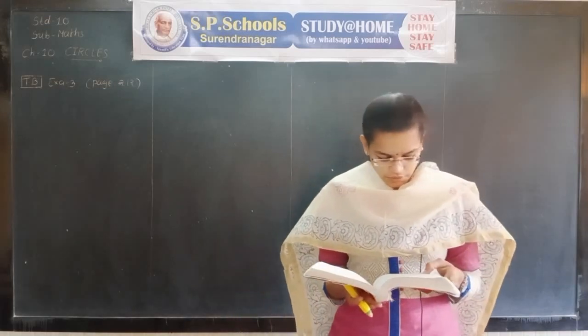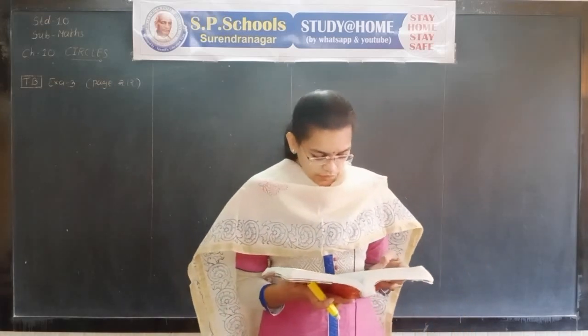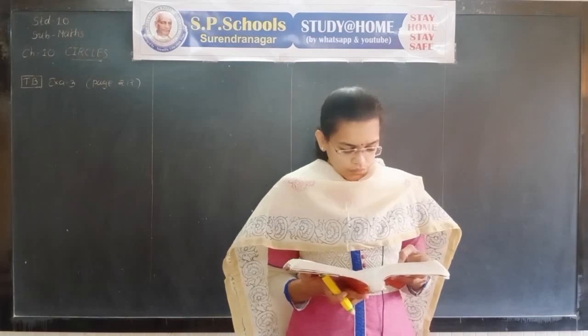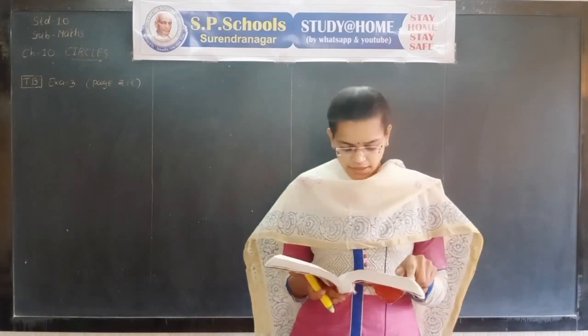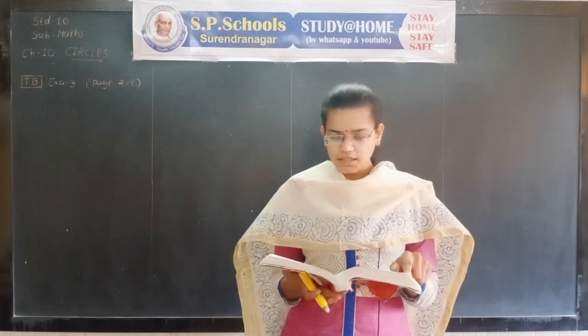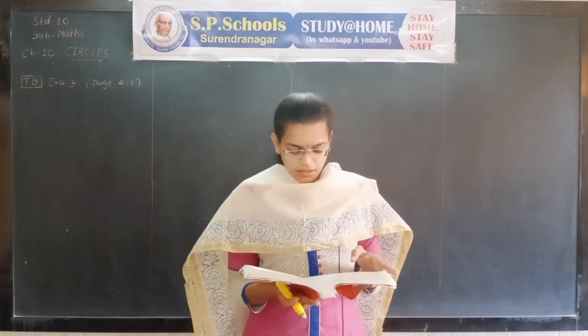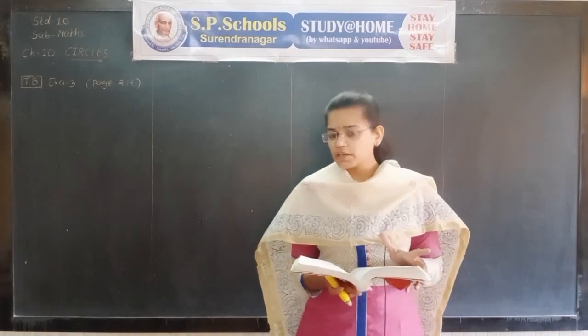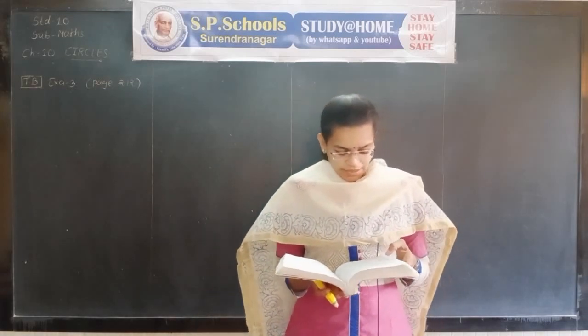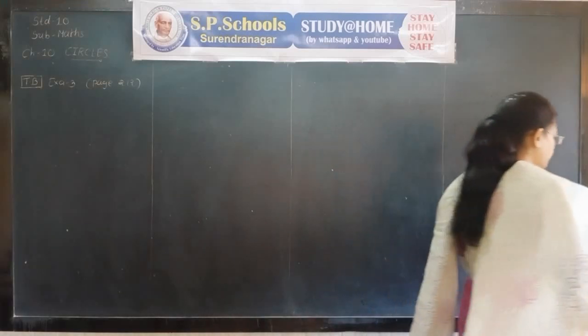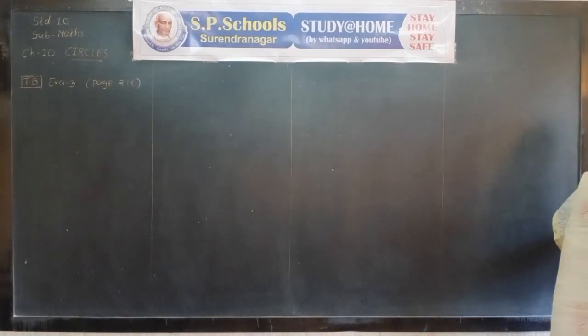See the question first. PQ is a chord of length 8 cm of a circle of radius 5 cm. The tangents at P and Q intersect at point T. See Figure 10.10, but the figure is not required. We have to draw the figure by ourselves. Find the length TP. First of all, using the question, draw one figure.